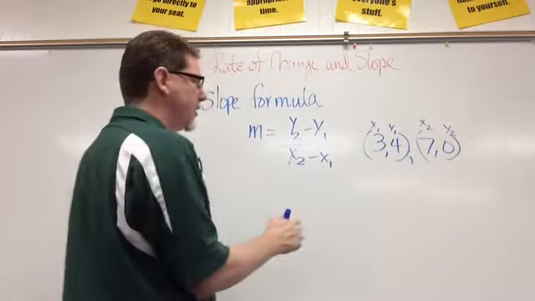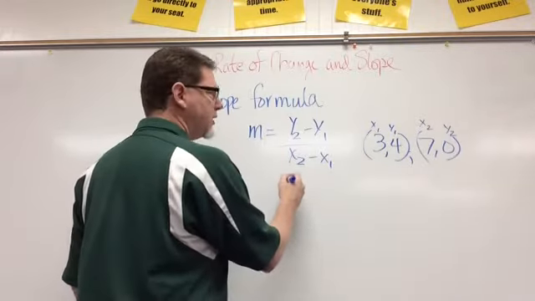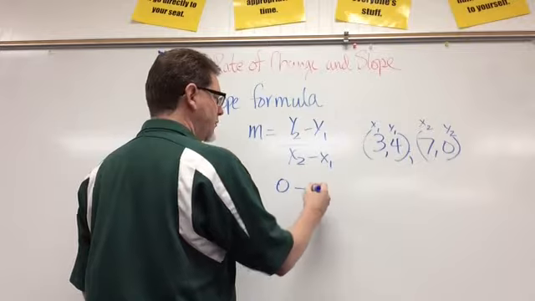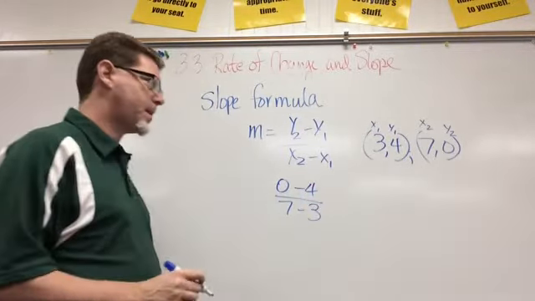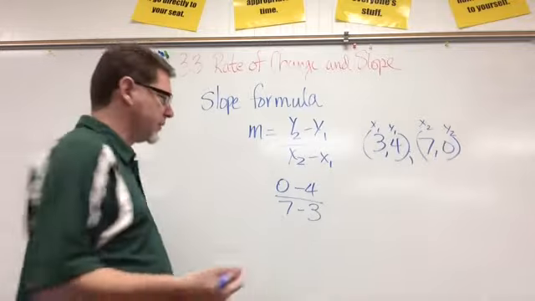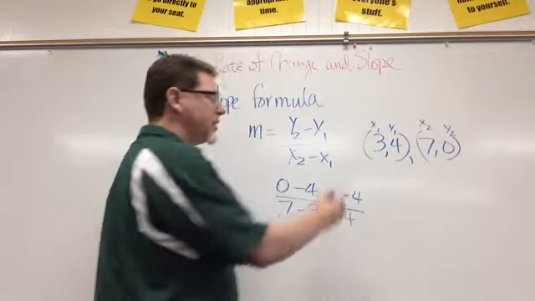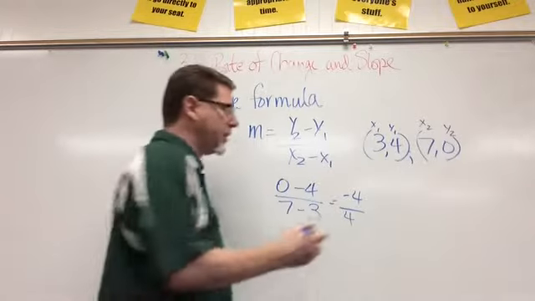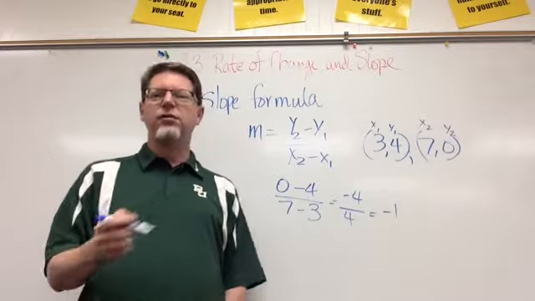So I'm going to start with my y values. y2 is 0 minus y1, which is 4, over 7 minus 3. Okay, because x2 minus x1. And 0 minus 4 is negative 4. 7 minus 3 is 4. My slope is negative 4 over 4, which simplifies to -1.